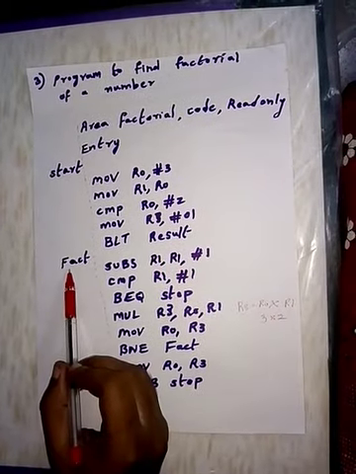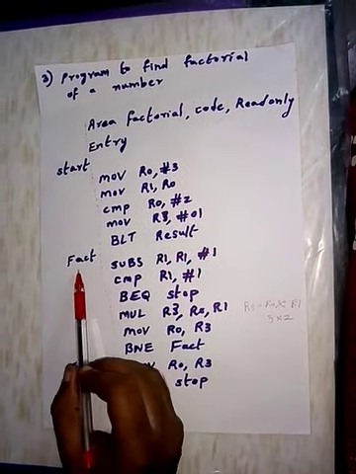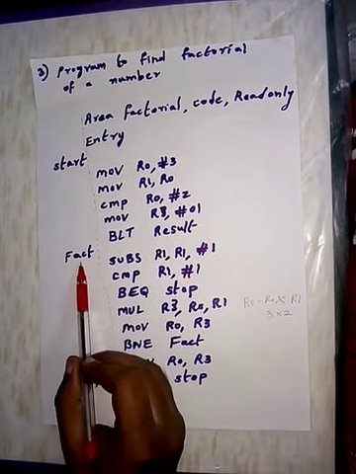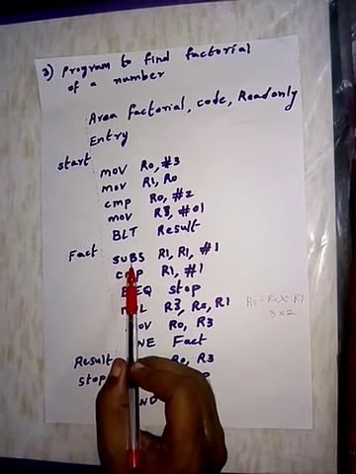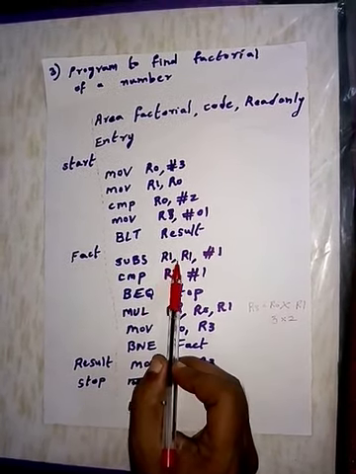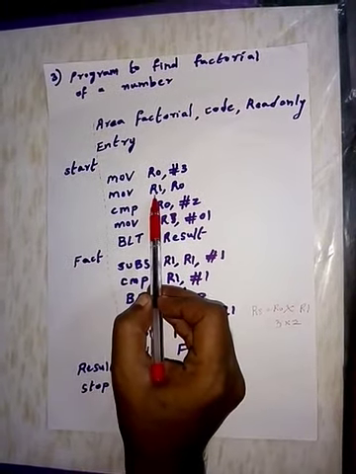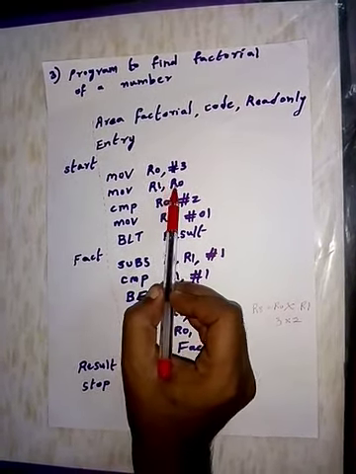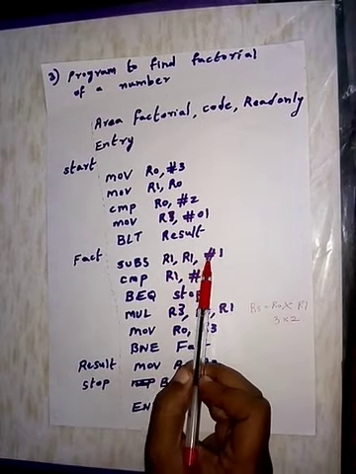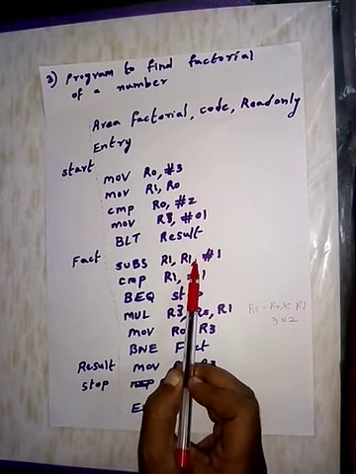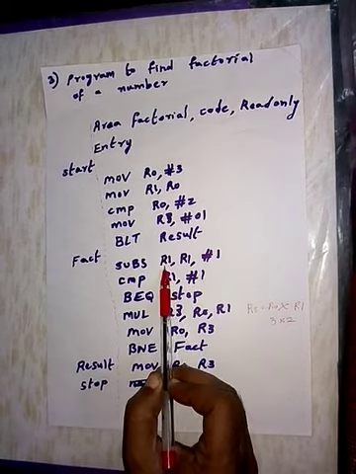It comes to the next instruction, which starts with a label called FACTORIAL. FACT I have written. Subtraction: SUBS R1, #1. What is the value of R1? Here, if you see, the value of R1 is 3, moved from R0. So 3 minus 1 will happen and the result, which is 2, is stored in R1.